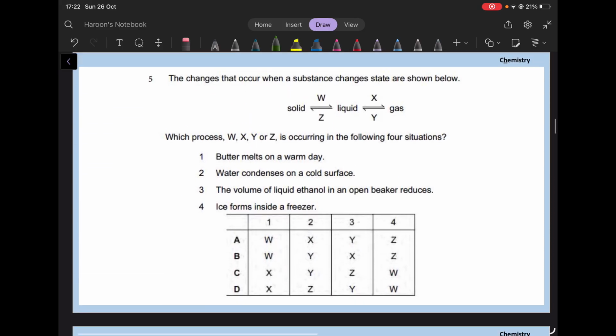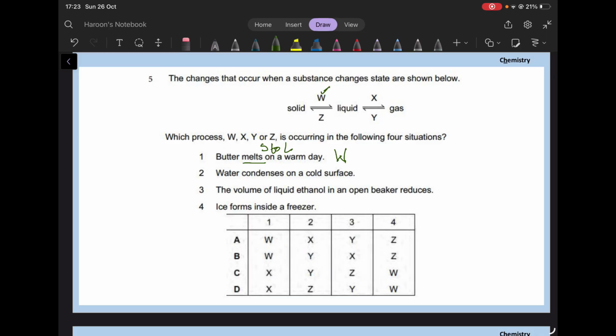The changes that occur when a substance changes state are shown below. Which process, W, X, Y, or Z, is occurring in the following four situations? Butter melts on a warm day. So in melting, it converts from a solid to a liquid state, right? Solid to a liquid state. So this part should be W. You can see W is going from solid to liquid state.